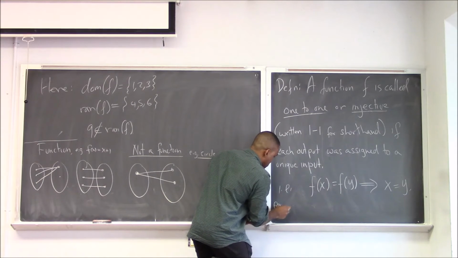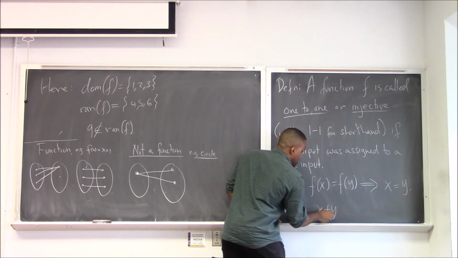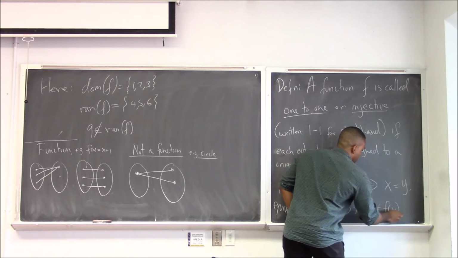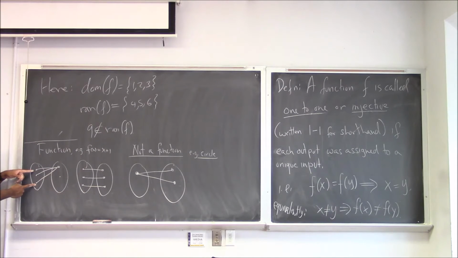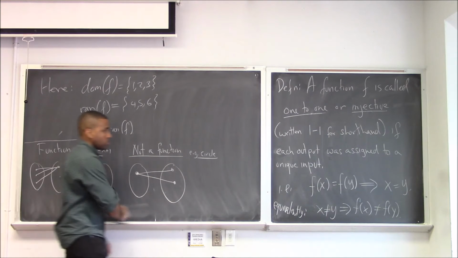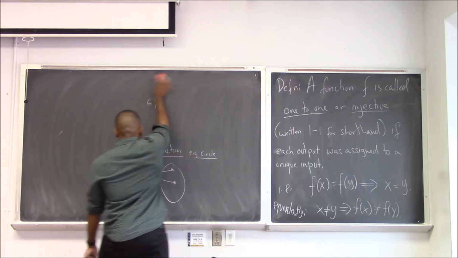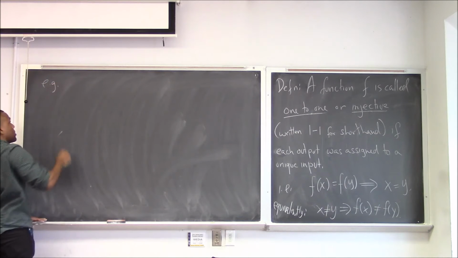Equivalently, you can say that if the inputs are different, then the outputs must be different. Right? That's easier to see in this picture, right? This is a function, but it's not one-to-one, right? Because here I have different inputs going to the same output. This is a function that is one-to-one. Different inputs go to different outputs. Do an example.